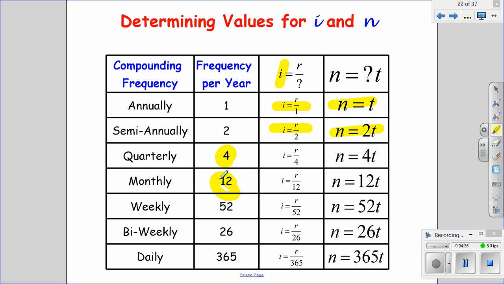Monthly is 12 times a year, so we're switching to a 12. Weekly is 52 times a year. Bi-weekly is 26 times a year because it means every 2 weeks. And daily is 365 days in a year, so everything is either divided by 365 for I or multiplied by 365 for N.